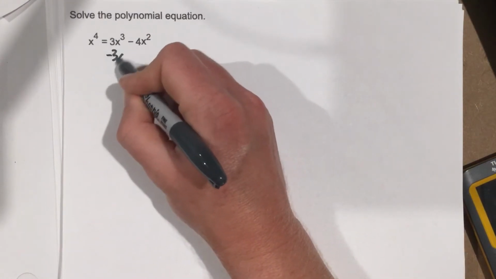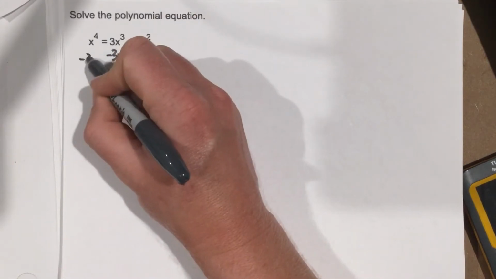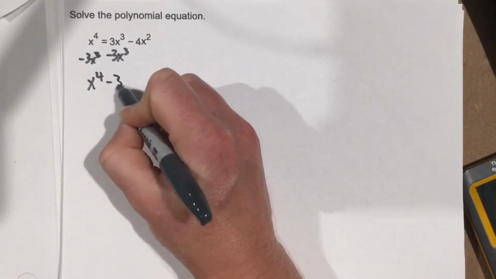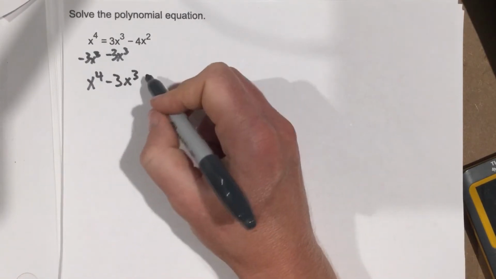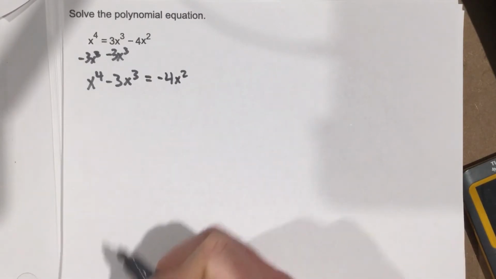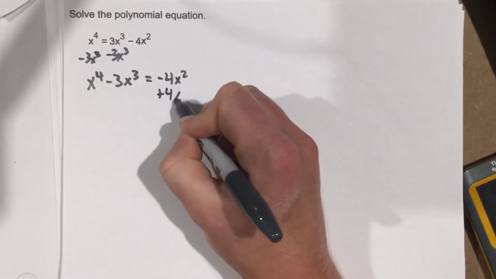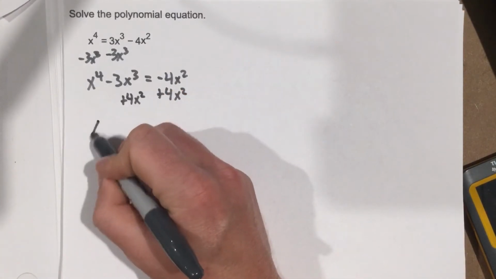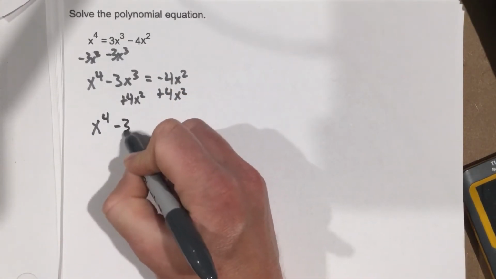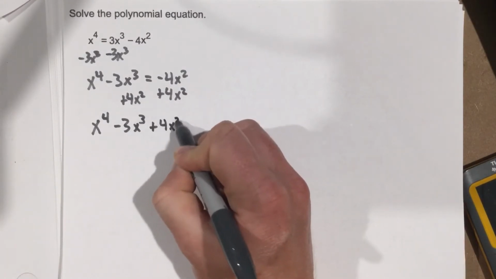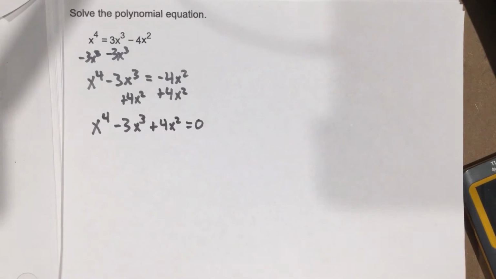So I'm going to subtract 3x cubed first, move that to the left. So I have x to the fourth minus 3x cubed equals negative 4x squared. Now I'm going to add 4x squared over, and that gives you x to the fourth minus 3x cubed plus 4x squared equals 0.